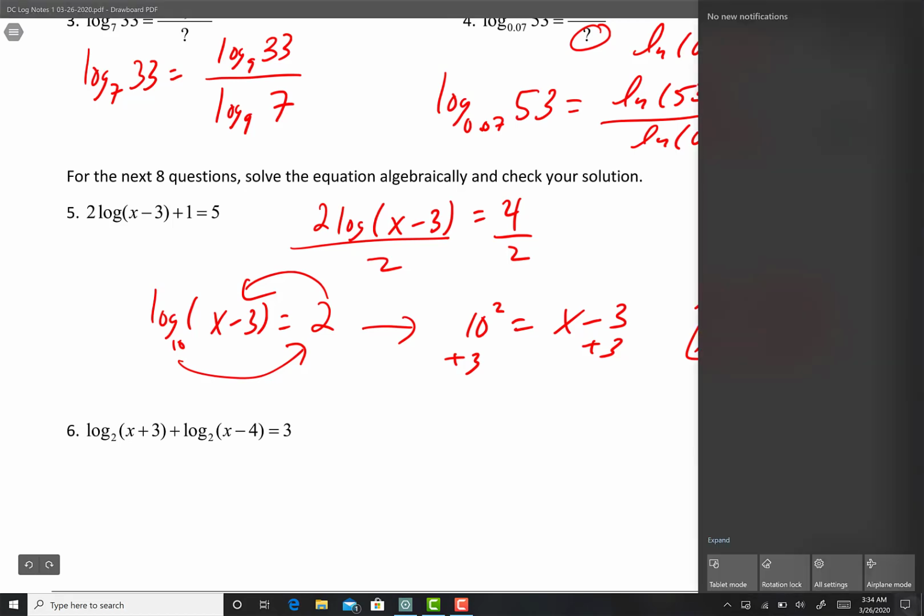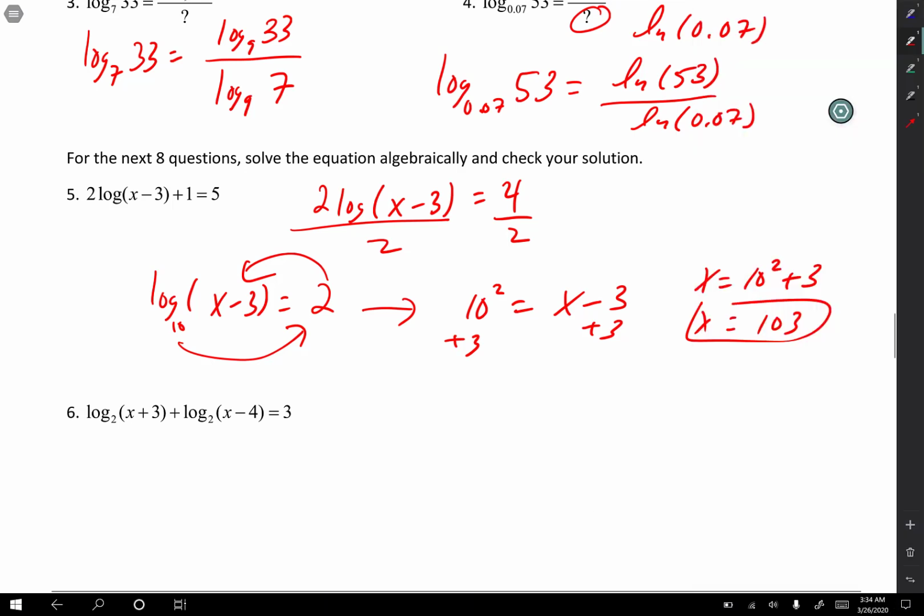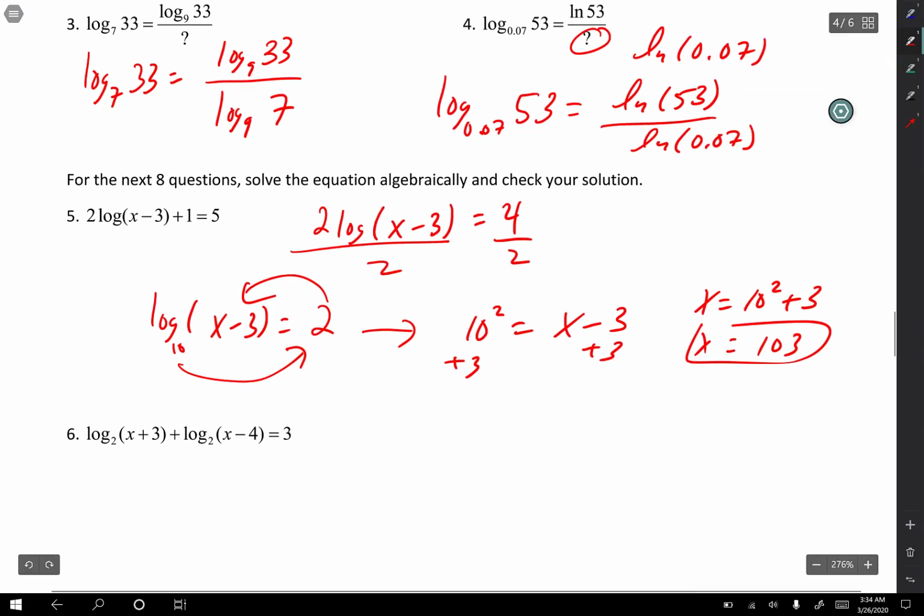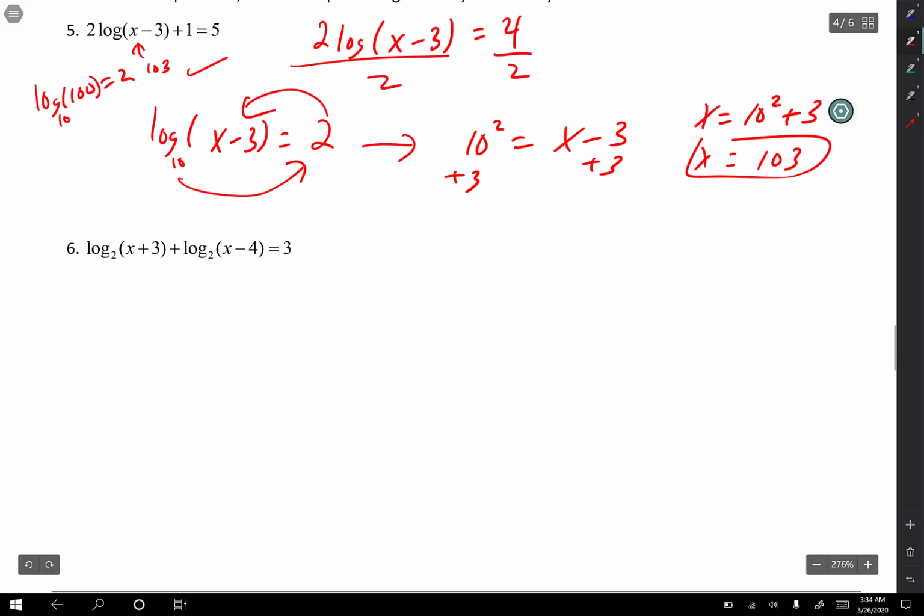And then it wants us to check it real quick. So to check it real quick, we just plug in 103 in there to make sure it works. And it works. Remember, the domain has to be positive here. The argument has to be positive. 103 minus 3 is 100. Log of 100 is 2 because 10 to the power 2 is 100. 10 squared is 100. So 2 times 2 is 4. 4 plus 1 is 5. It works, guys. All right, let's go to the next one.